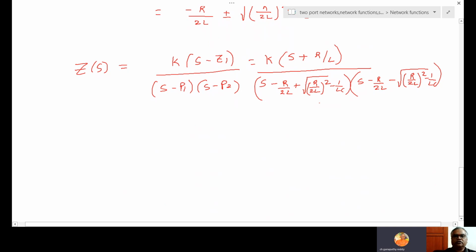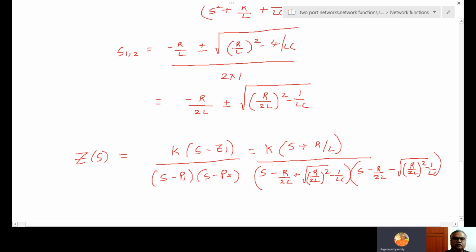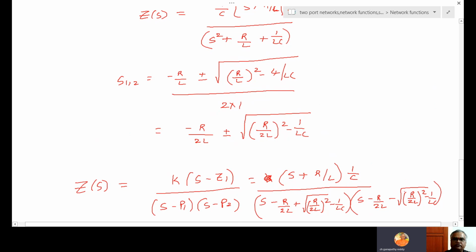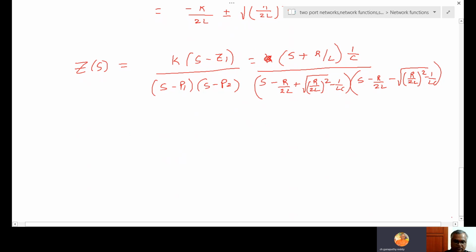Now this we have to compare. Here we got 1 by c, not k. What is the k answer we got? K we got 10. That means 1 by c equal to 10. C equal to 0.1 farad. So this one answer we got.